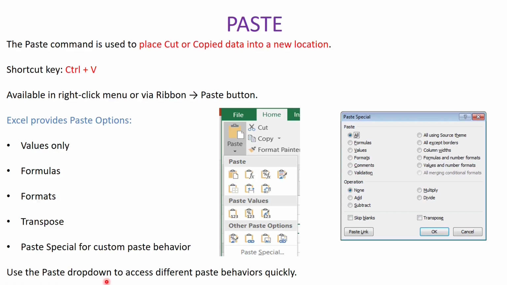Another important point is that cut, copy and paste work not only within the same worksheet but also across different worksheets and even across different Excel books. Additionally, these functions can be used between Excel and other applications such as Word or PowerPoint to enable seamless data integration in reports and presentations.